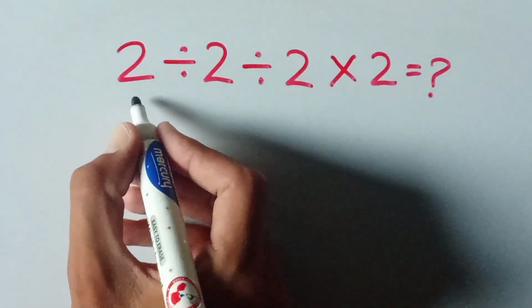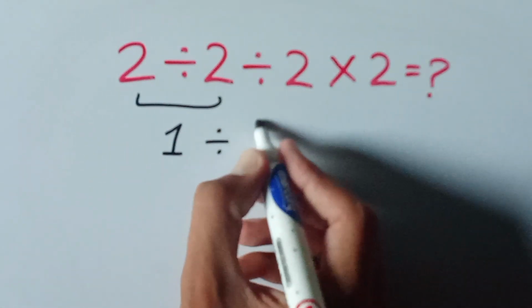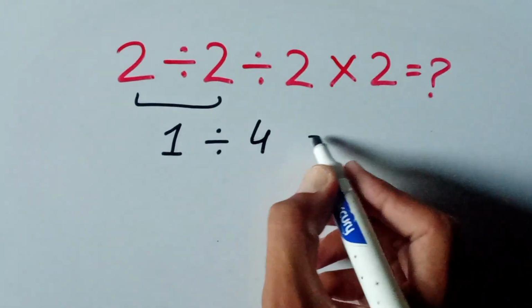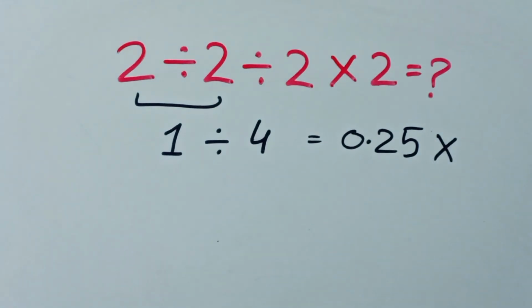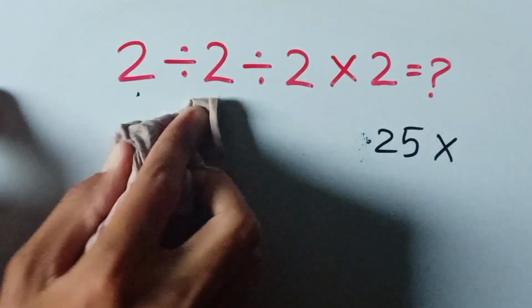They write it as 2 divided by 2 equals 1, divided by 2 times 2 equals 4. Now from here, 1 divided by 4 equals 0.25. But guys, this answer is wrong because of the order of operations, which is the PEMDAS rule.